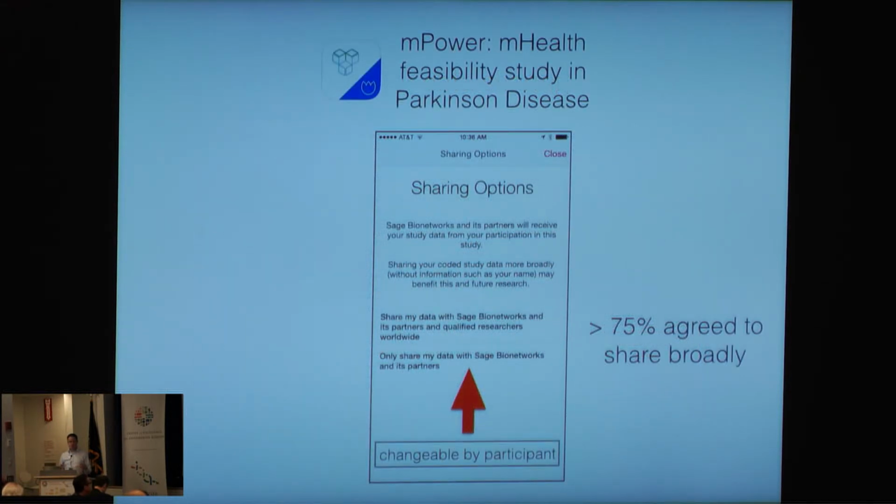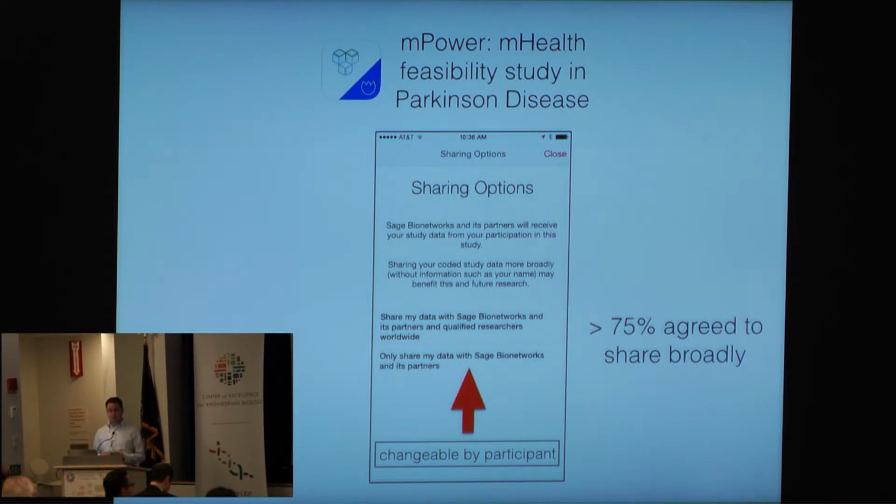I'm going to touch just briefly on a use case, a feasibility study that we launched in March of 2015 through Apple's ResearchKit, the mPower study, which is a feasibility study in Parkinson's disease. As part of the consent process, we gave people the option of whether they wanted to share their research data only with Sage Bionetworks, or if they wanted to share it with Sage and any other qualified researcher worldwide.